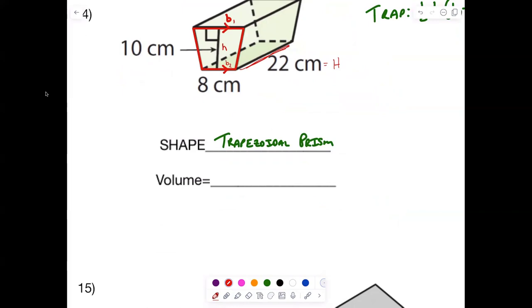All right. So the volume, watch me do the formula. Volume equals 1/2 the height times base 1 plus base 2 times capital H. And of course, everyone asked me, what's the difference between capital H and lowercase h?